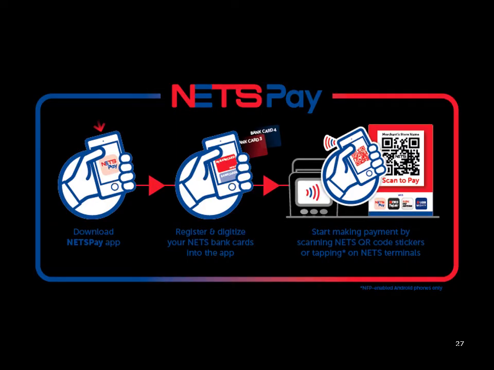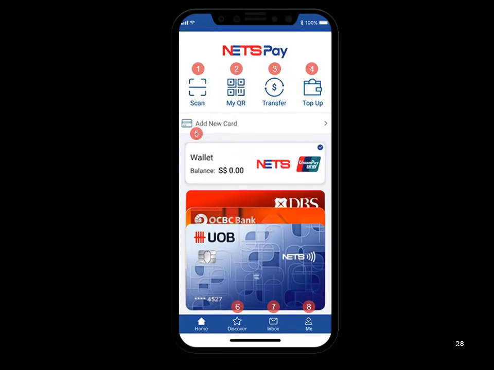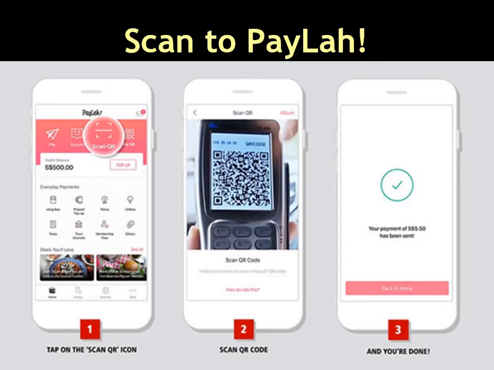This is how the Nets Pay works. You download the app, register and digitalize the Nets bank card into the app. After that, you make payment by scanning a QR code or tapping on the Nets terminal. This is how it looks like for the Nets Pay.